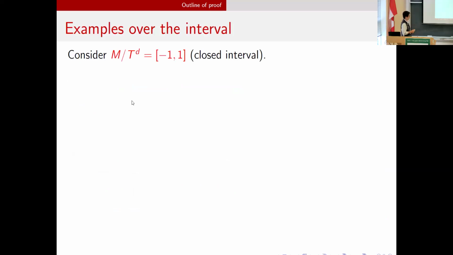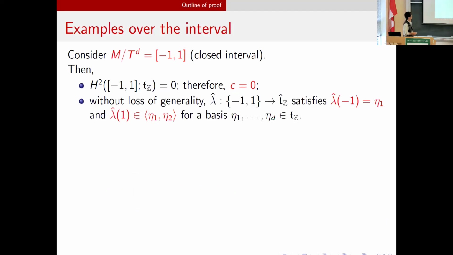Let's take its orbit space as a closed interval. Then it's contractible. So its Chern class is always trivial. And now without loss of generality, its unimodular labeling satisfies this first part. The first boundary is eta 1, and the second boundary takes some element spanned by eta 1 and eta 2. Now this eta 1 to eta t is a basis of the Lie algebra. Then the topology of M depends on this lambda hat 1.